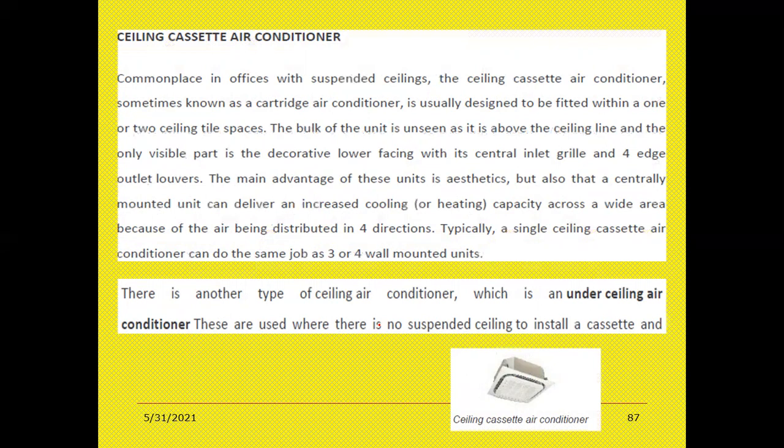The next type is the ceiling cassette air conditioner. So till now we have discussed four types of air conditioners. One is the window type, another is the split air conditioner, third is the column type air conditioner, and fourth is the cassette type air conditioner. See the figure here, which shows the ceiling cassette air conditioner. This type of air conditioner we have seen in movie theaters, in hotels.